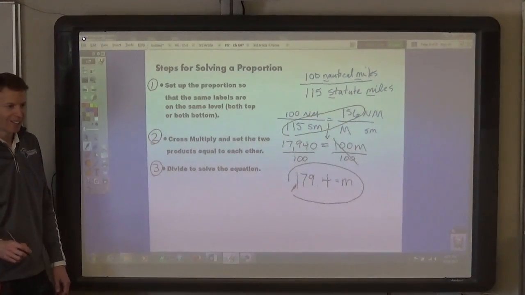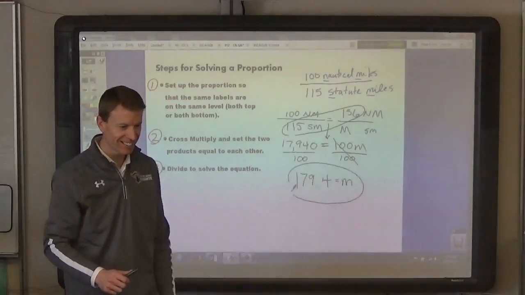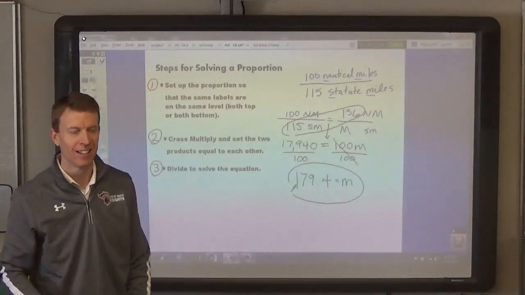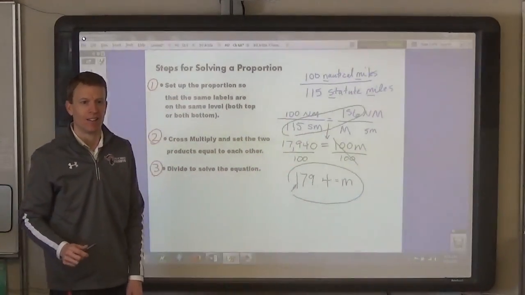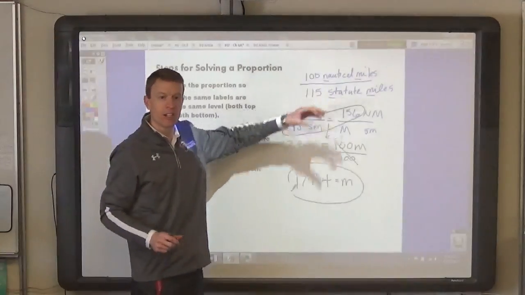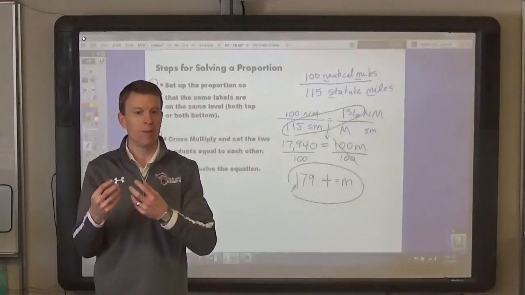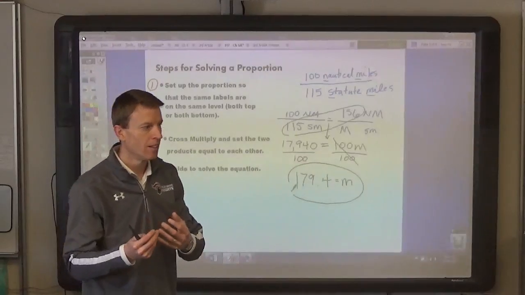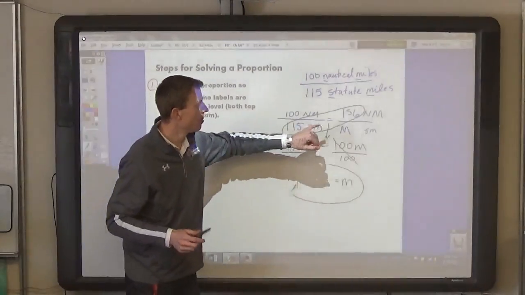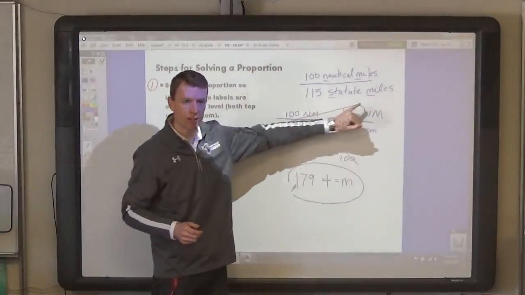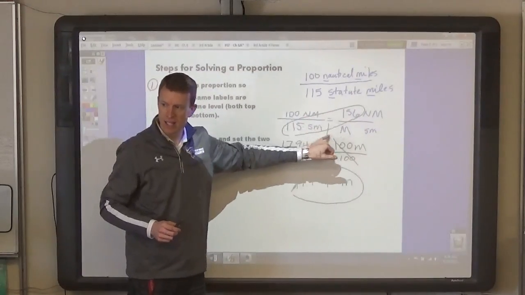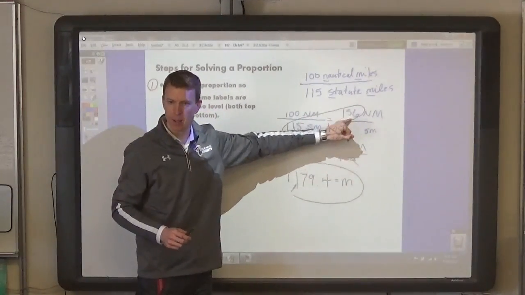Are we going to test them on writing? Yes. This is basically the same thing as just writing the numbers in. You have to take the numbers from the problem and write them in and set up the problem so that the same labels are on the same level. Okay?